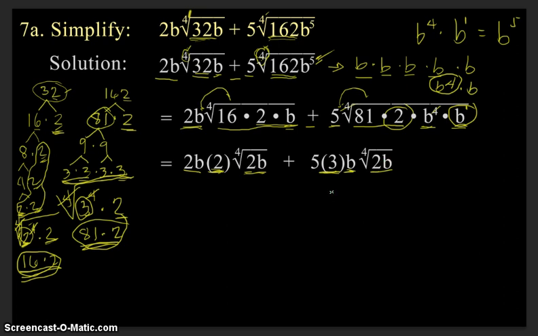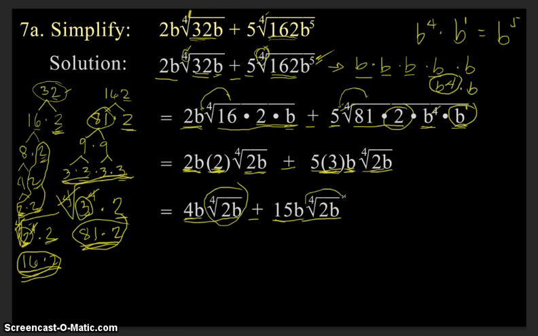So, simplify natin. Multiply natin yung coefficients. So, meron tayong 2b times 2 is 4b. 2 times 2 is 4 times b. So we have 4b times 4th root of 2b, plus 5 times 3 is 15 times b is 15b, 4th root of 2b. Okay, so meron na tayong like radicals. So meron tayong 4th root of 2b, 4th root of 2b.